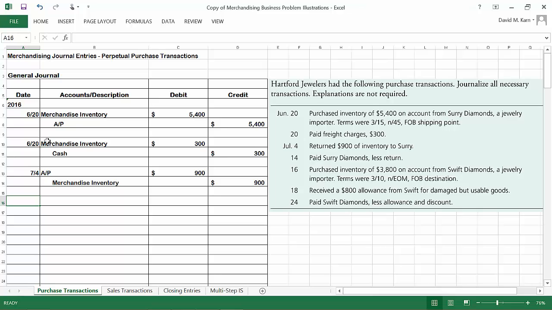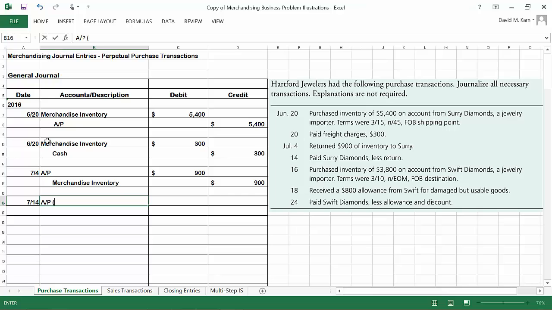Okay, then we get to a point where we have to pay Surrey Diamonds less the return. Now notice in this particular example, Hartford Jewelers did not take advantage of a discount that they were offered. Now, if they would have taken advantage of the discount, you'd have to make sure you took off the amount of the return first. So you can't get a discount on something that you return, just so you're aware of that. So on 7/14, think about this. We bought $5,400, we returned $900, so we still owe $4,500, and that's the amount of accounts payable that we have to debit and pay off.